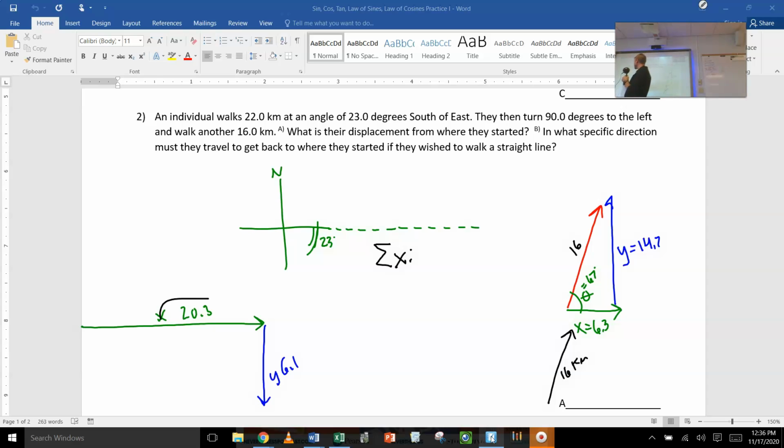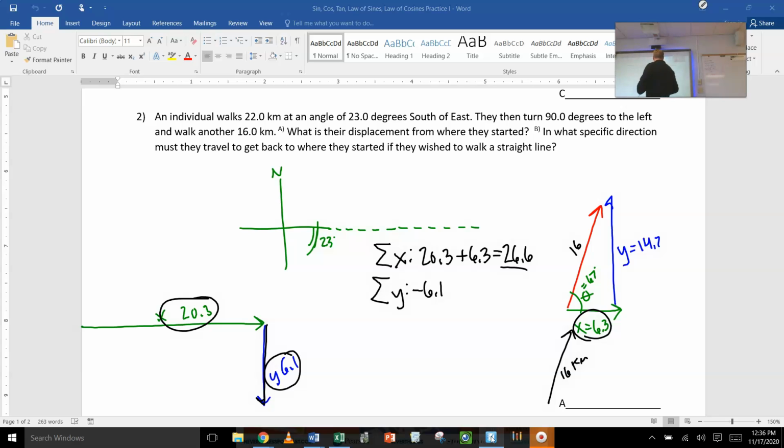I have a positive 20.3 and a positive 6.3, and that's going to equal 26.6. And then I'm going to add up all the y components. I have a negative 6.1 and I've got a positive 14.7. So I know that in the y, the sum total is a positive 6.